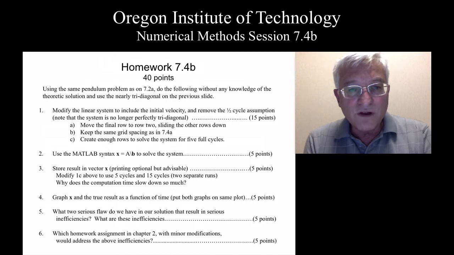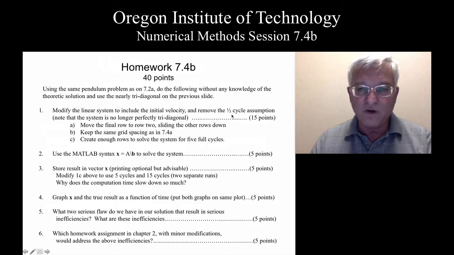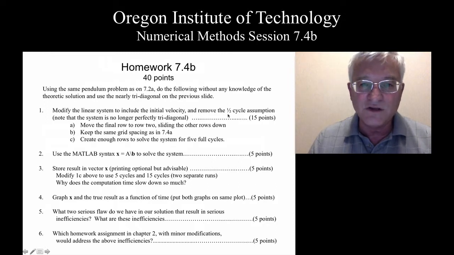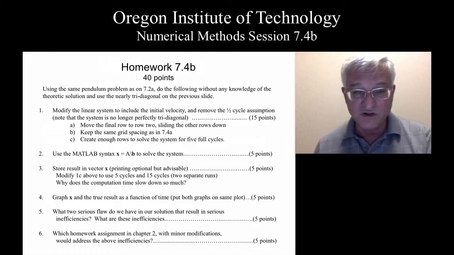The first thing I also want to mention is that when you choose your interval h, pick the same h you used in homework 7.4a. Now you may say, that still requires me to know the period. Well, this homework would work regardless of what h you use, but I want you to use the same one so you can compare apples with apples and see that the result is just the same or virtually the same. I also want you to create enough rows initially to solve 5 full cycles. So you're going to have to think about how to modify your matrix so you go beyond just the half cycle, to 5 full cycles.